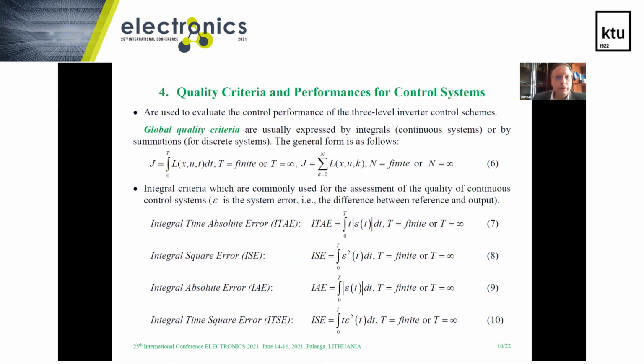In section 4, we discuss the quality criteria and performances for the control system, because it's very important not only to close the loop, but also to assess the performances of our control systems. And usually you can use two types of criteria: global quality criteria. These are integral or summation criteria given by the general relation 6. And usually they are expressed in these forms of integral errors. In equations 7 to 10, you have all the 4 integral errors used in our study.